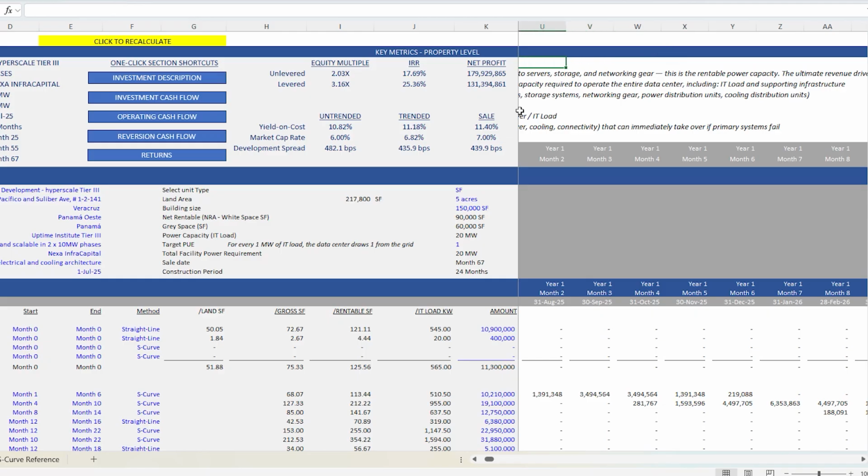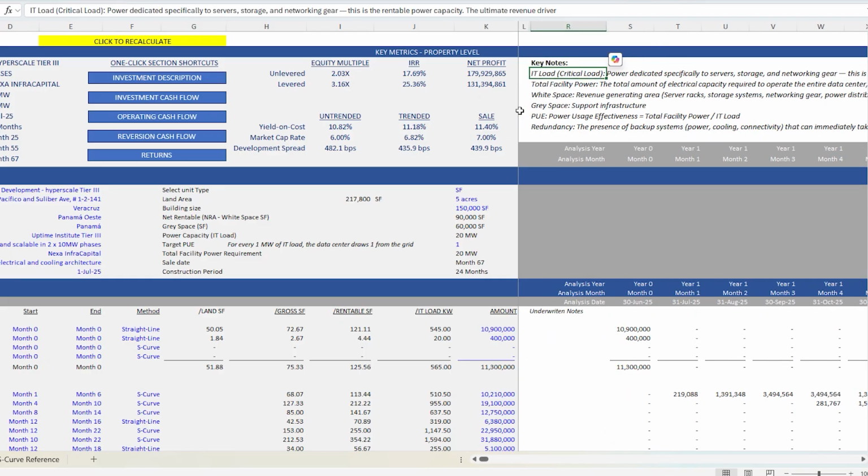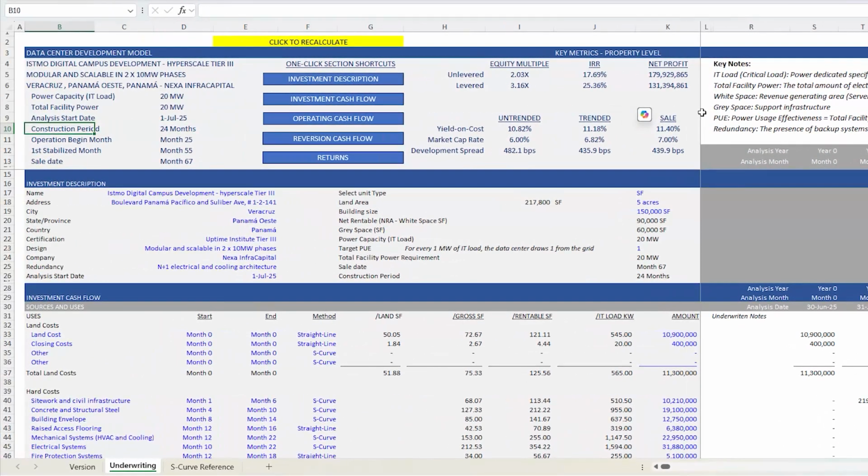IT load, total facility power, white space versus gray space, power usage effectiveness, and then redundancy. And these are key definitions that are unique for data centers relative to some of the more traditional property types that you'll see us underwrite. But again, one of the primary differences is that rent is usually quoted on a per kilowatt or per megawatt basis, kind of rentable power rather than rentable square footage or rentable space.